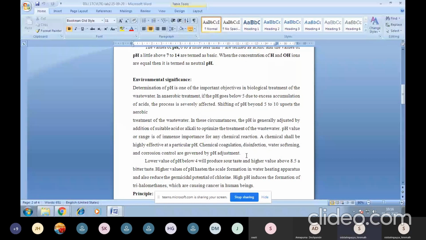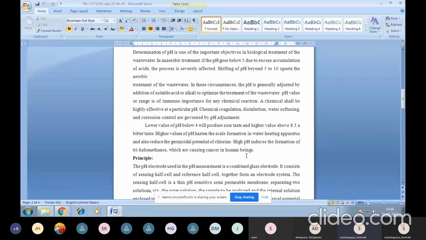Kw for pure water at 25 degrees centigrade is equal to 10 raised to minus 7 into 10 raised to minus 7. This is known as the ion product of water. In other words, at 25 degrees centigrade, water has 10 raised to minus 7 mole per liter of hydrogen ions. Hence, the pH of pure water is equal to 7.